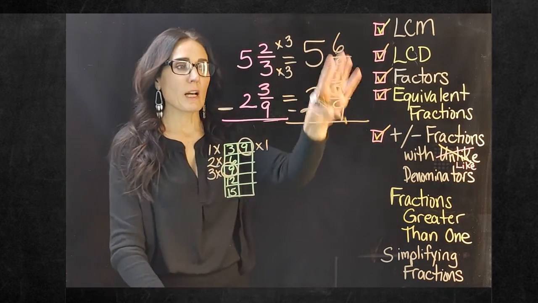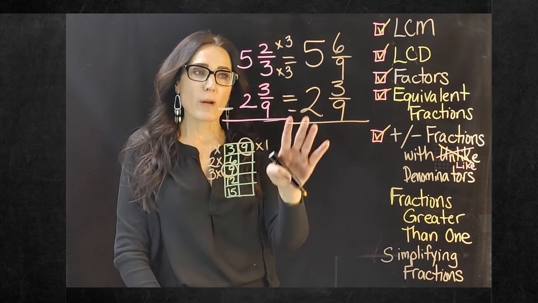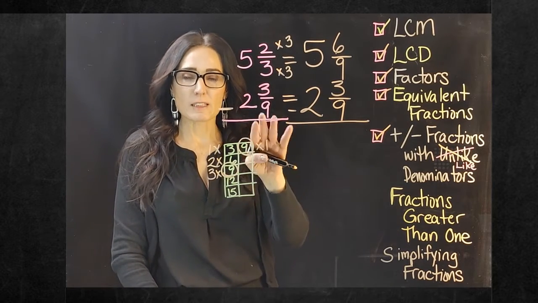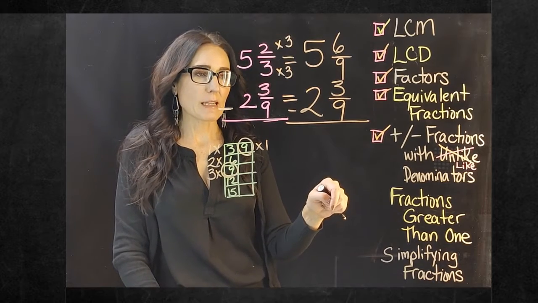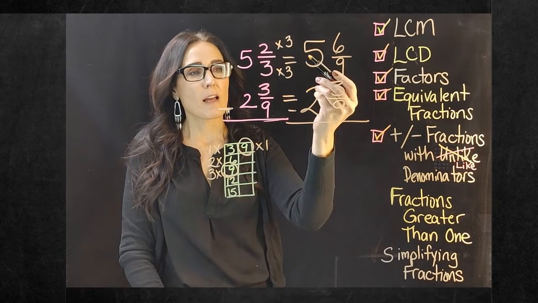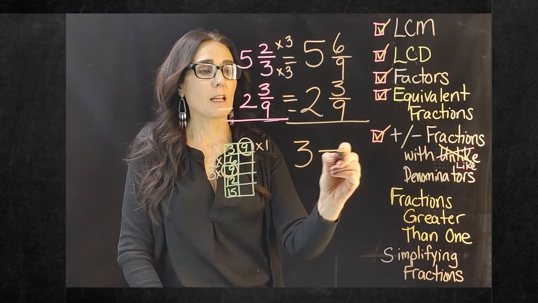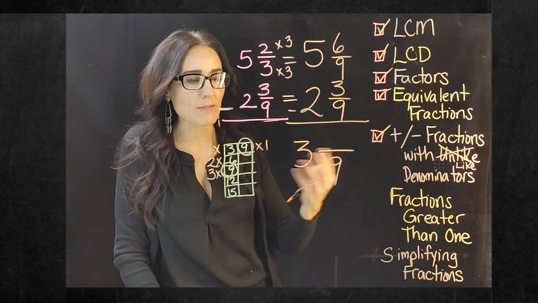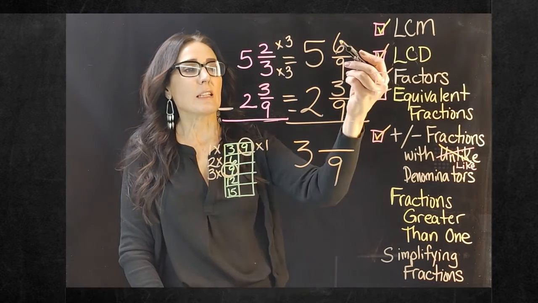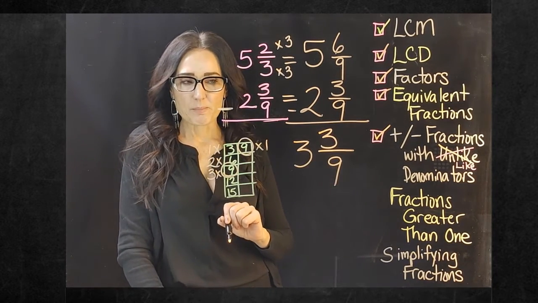So you can see that the process is identical to adding and subtracting fractions when you have mixed numbers set up like this. Now the only difference here is we're going to be subtracting. So let's go ahead and subtract. 5 minus 2 is going to be 3. We're going to keep our denominator. Always keep the denominator because 9 minus 9 would be 0, and we have to have a denominator here. And then 6 minus 3 is going to be 3.